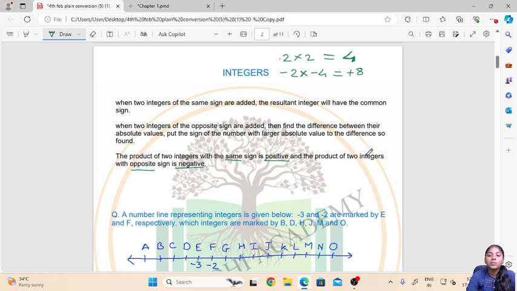Then the product of two integers with opposite signs is always negative. Now if we do -2 multiplied by 6, it will be -12. So it will always be negative.